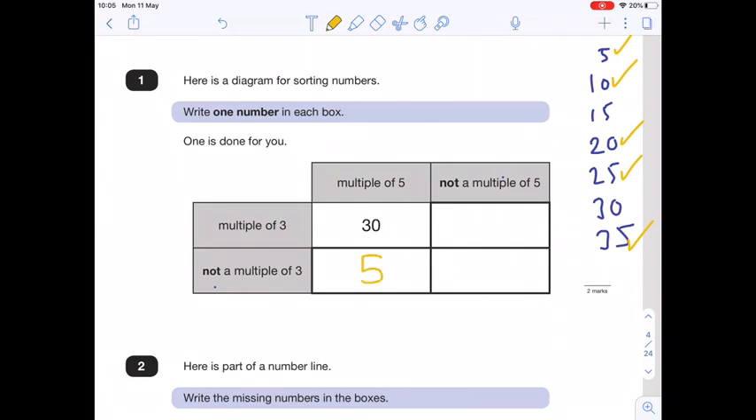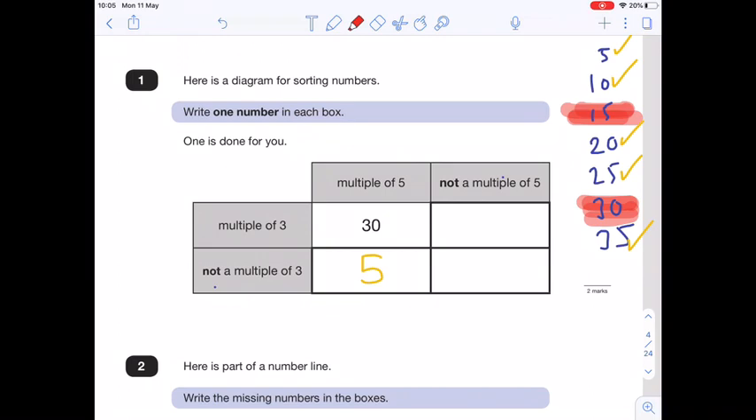You can't have 15 because it is a multiple of 3 and 5, and you can't have 30 for the same reason. It's a multiple of 3 and 5. You could have had any of the others, and it goes on, obviously, 40, 45, 50. You can't have 45 because that's a multiple of 3 and 5.